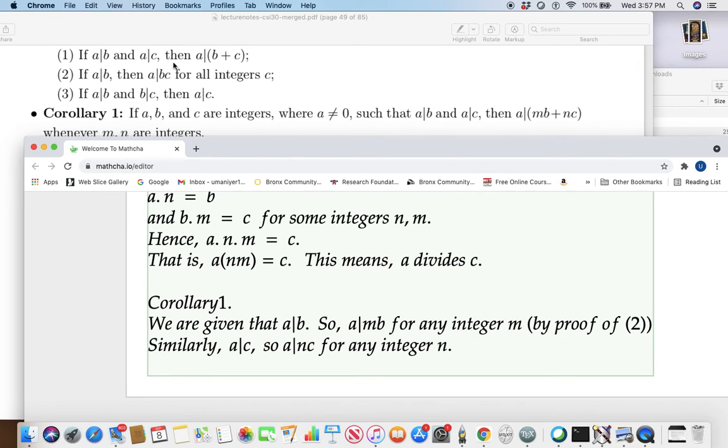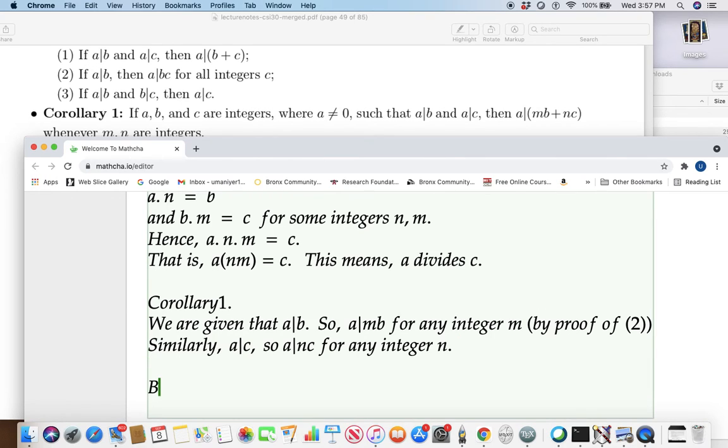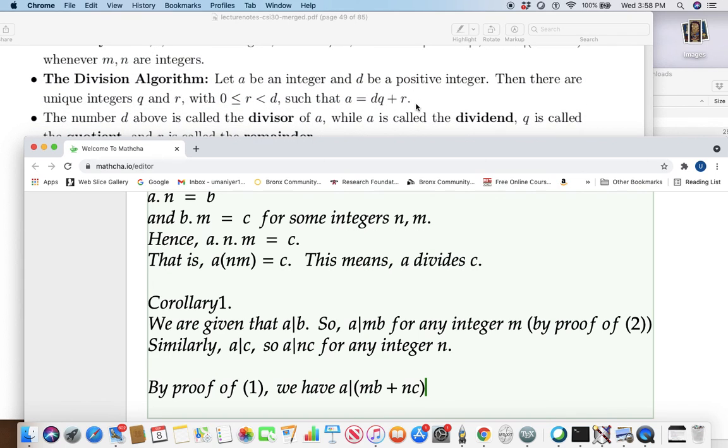Well, now what do we know by 1? By proof of 1, what do we know? A divides this guy, A divides this guy, A divides their sum, MB plus NC. Right? If A divides two integers, then A has to divide their sum. That's all we are saying. Alright, so that was a corollary. We'll come to division algorithm in the next video.